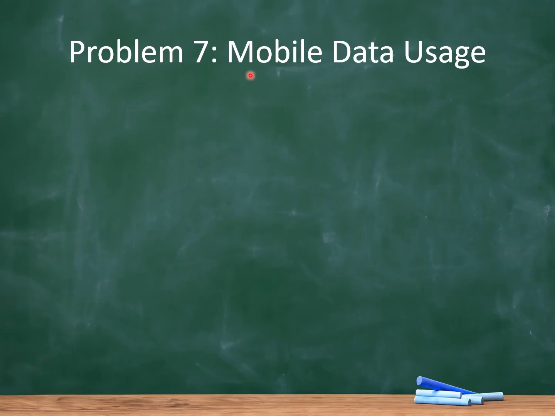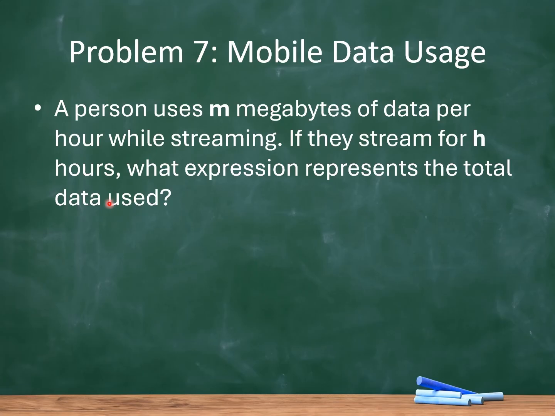Problem number 7. Mobile data usage. A person uses m megabytes of data per hour while streaming. We're not sure how many megabytes the person uses, so we will use a variable m to represent that. If they stream for 8 hours, we do not know how many hours the person used, so we will use the variable h to represent that. What expression represents the total data used?